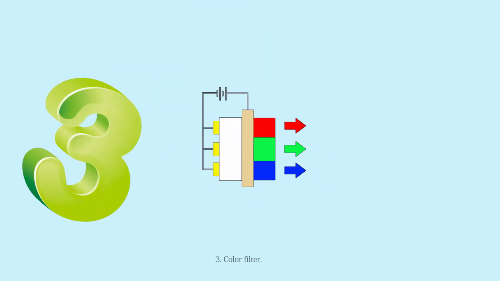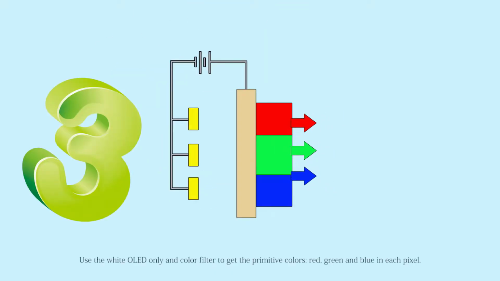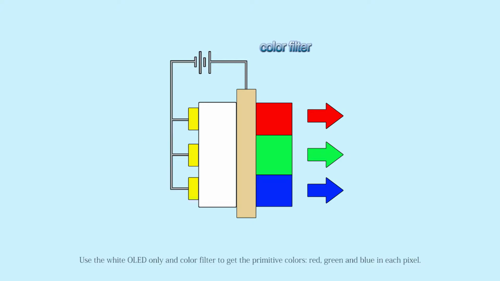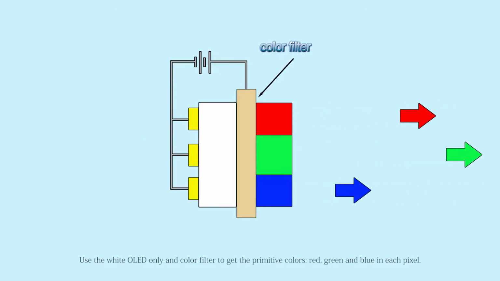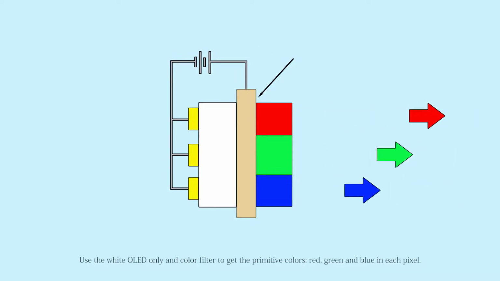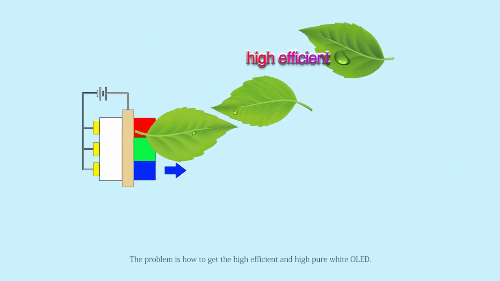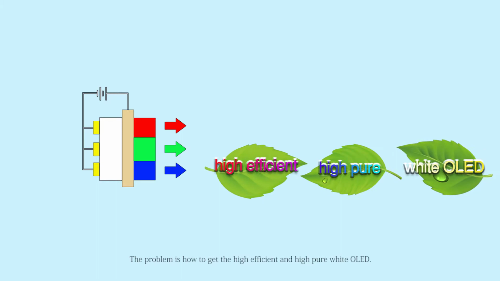3. Color filter. Use the white OLED only and color filter to get primitive colors, red, green, and blue in each pixel. The problem is how to get the high efficient and high pure white OLED.